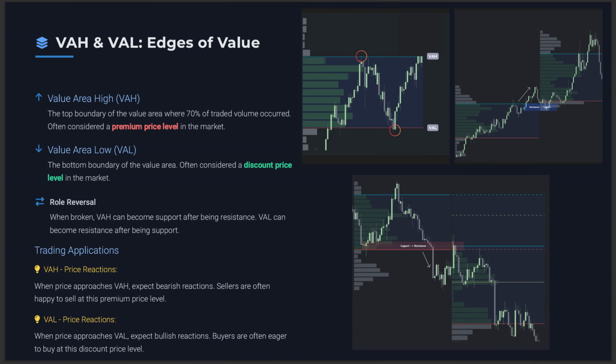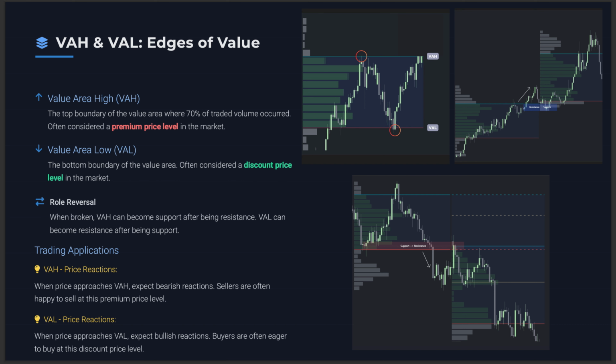Now let's focus on the edges of the value area, the value area high and value area low. These are two of the most important levels you'll ever trade, so pay close attention. The value area high, or VAH, is the upper boundary of where 70% of trading volume occurred. When price approaches the VAH, we consider it to be trading at a premium.